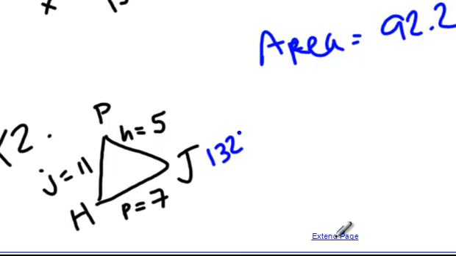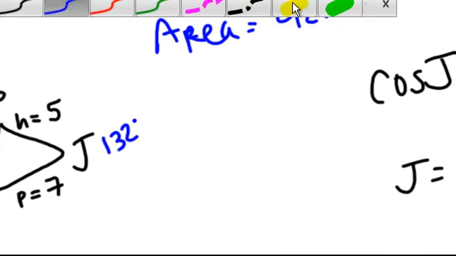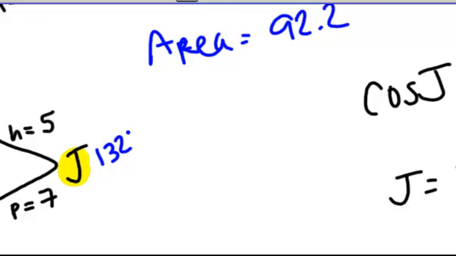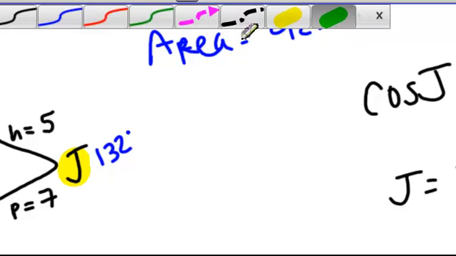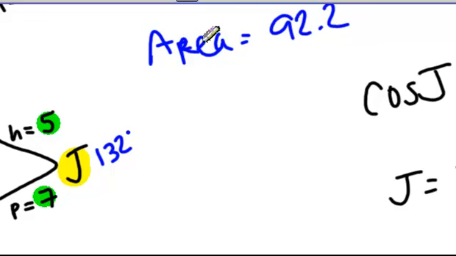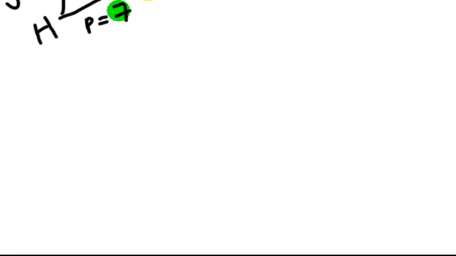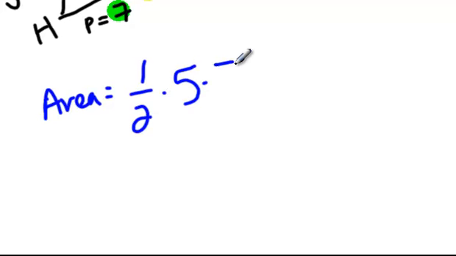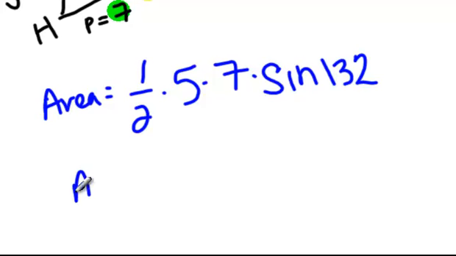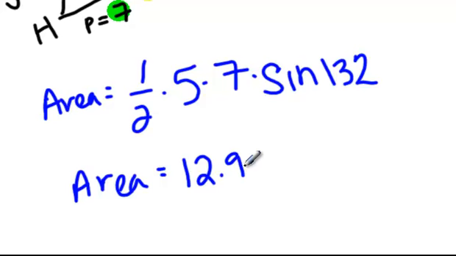Okay? So to find the area, we are going to use angle J, and we're going to use 5 and 7 because they're the sides that touch the angle. So 1/2 times 5 times 7 times sine of 132. Once you plug that into your calculator, you get 12.96. That is all you have for notes today.